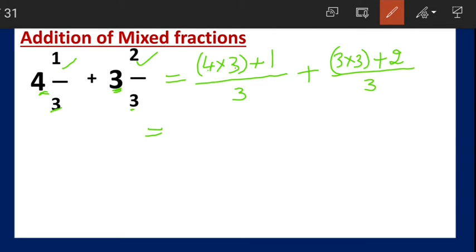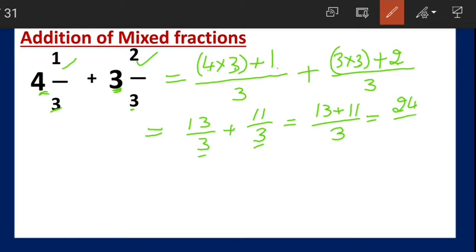Observe that 4 3s are 12. 12 plus 1, 13. 13 by 3 here. Plus 3 3s are 9. 9 plus 2, 11 by 3 here. So these two are like fractions. Just we can write 13 plus 11 by 3, which is equal to 24 by 3.